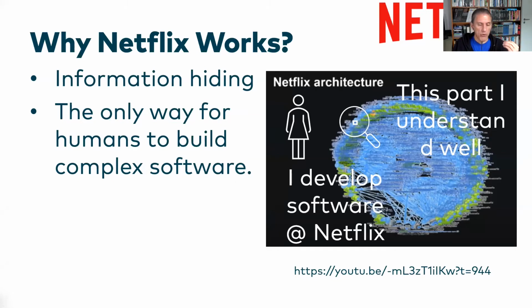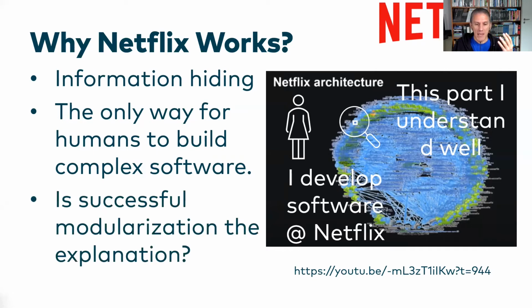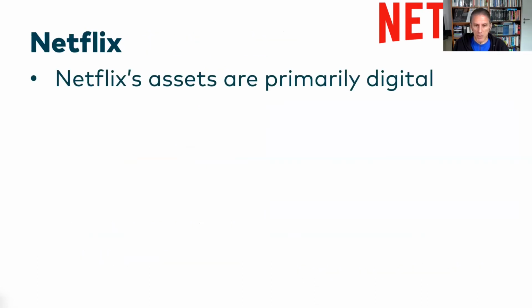Hardly any of the projects that I see are projects that one human can understand or build. It is always a team effort. So you have to split the knowledge and you have to have some way to make sure that one individual just has to understand one part of the software. So maybe the successful modularization is the explanation why Netflix is still able to roll out new features. And actually, they are quite successful. If you think about it, Netflix has basically a digital business model.